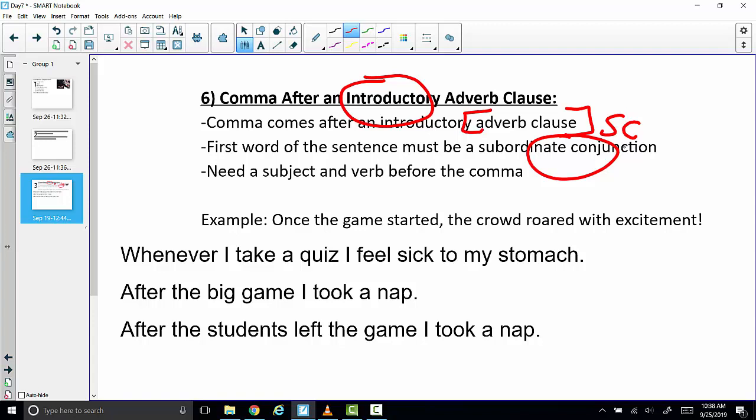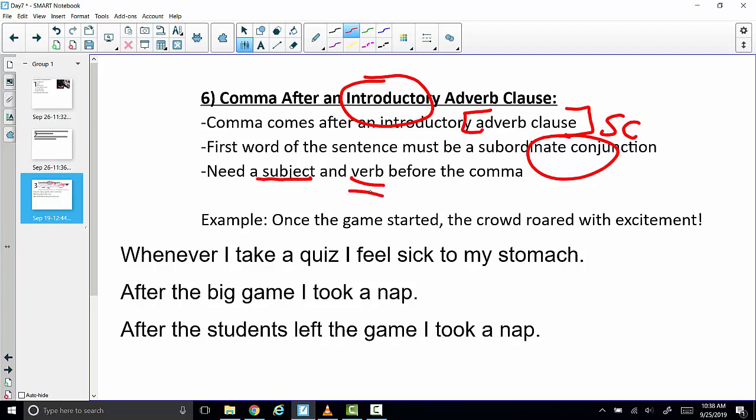Now, you'll notice that 4 of these words are also on the prepositional list from yesterday. They are after, for, since, and until. I want you to highlight those. Okay, so you need a subject and a verb after the comma. And as always, we're going to identify our subject with 1 line and our verb with 2.